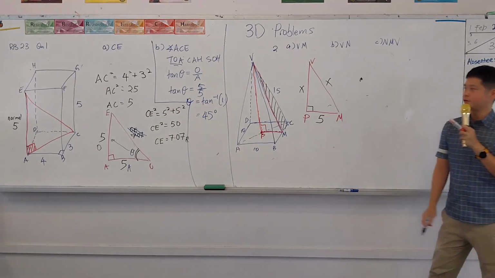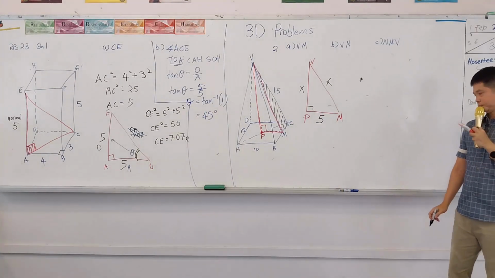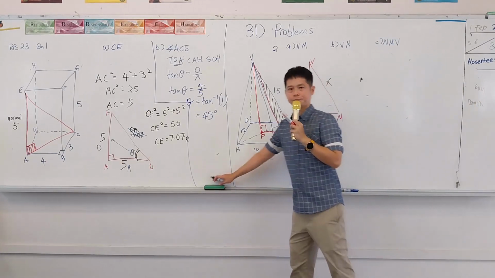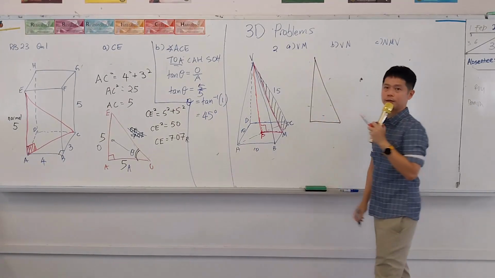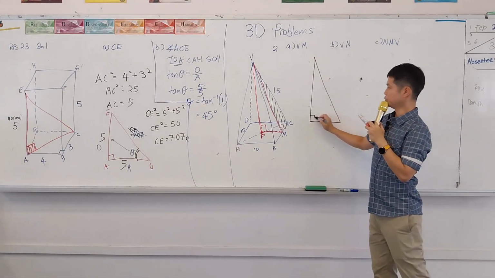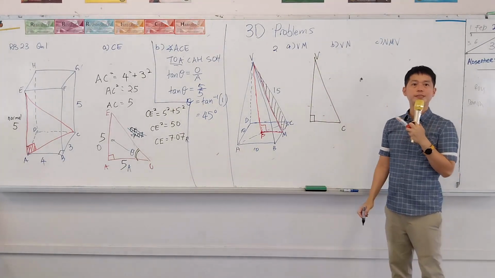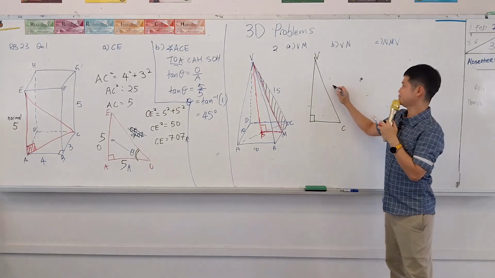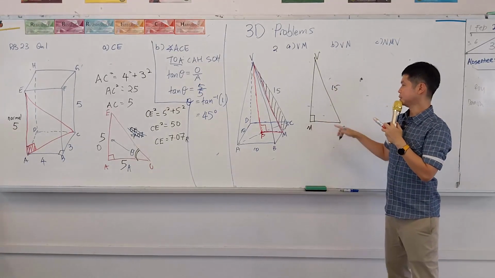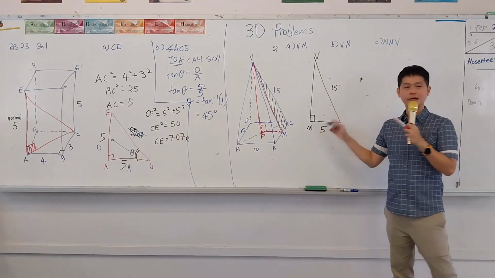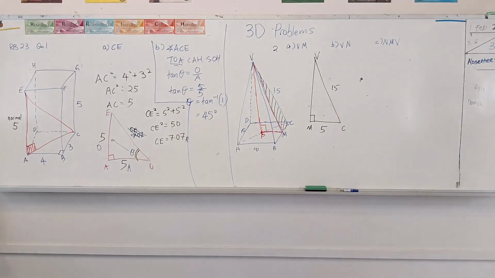Now what type of triangle is triangle VCM? Yep, it is still a right angle triangle. So let's do the black color triangle. So what is VC? VC is how much? Yes, VC is 15. What is CM? Can you see that now we are using the right triangle already? Okay, so how do I find VM?